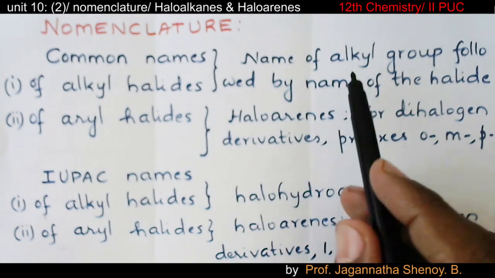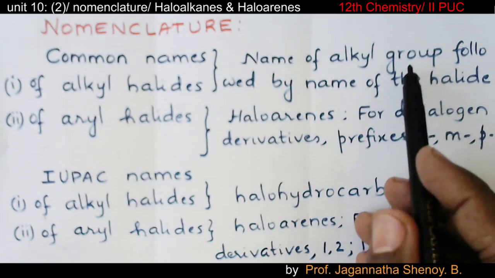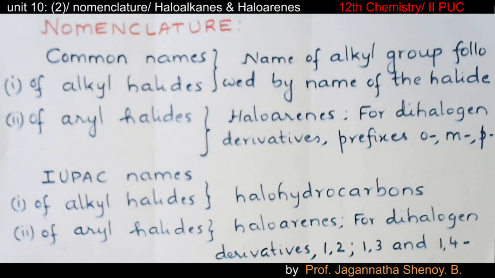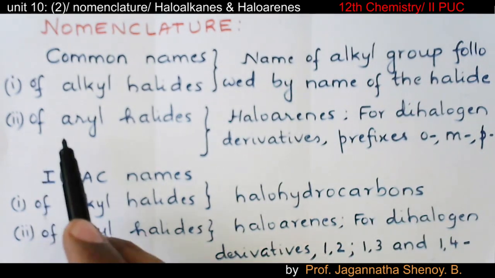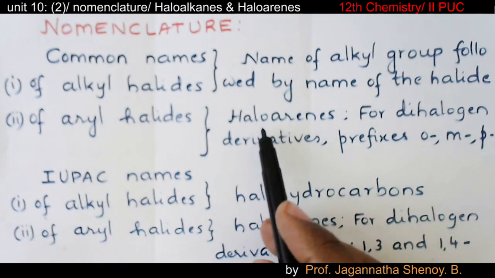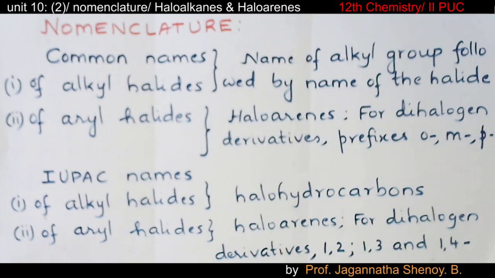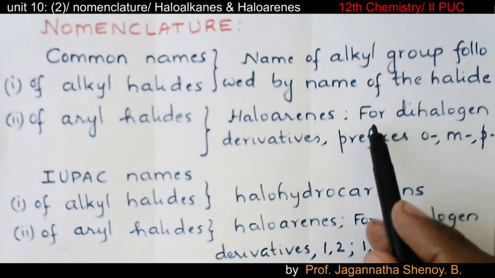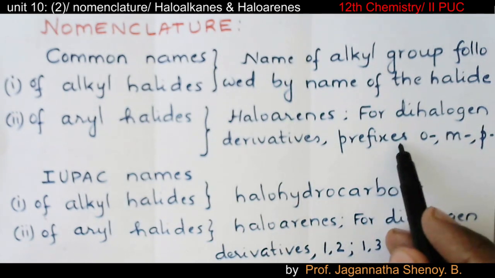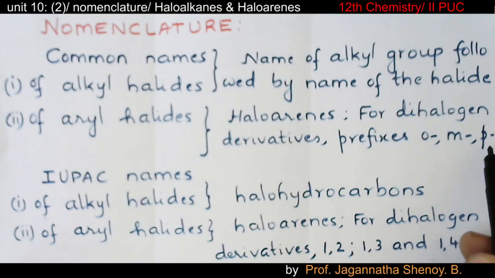First, we shall start from common names of alkyl halides. Here, first we write the name of the alkyl group and it has to be followed by the name of the halide. Similarly, when we go for common names of aryl halides, we simply write them as haloarenes. When we go for dihalogen derivatives, we will make use of prefixes like ortho, meta, and para. You are aware of that.